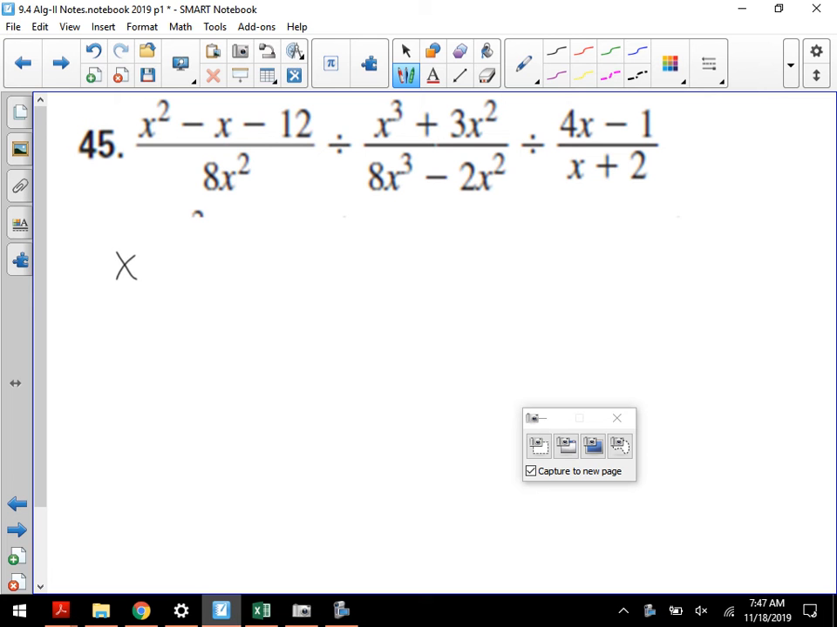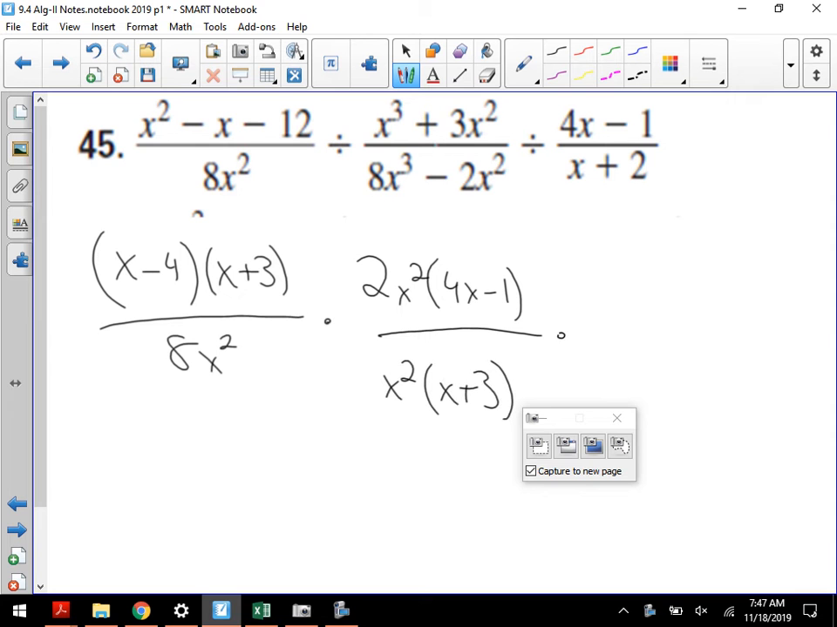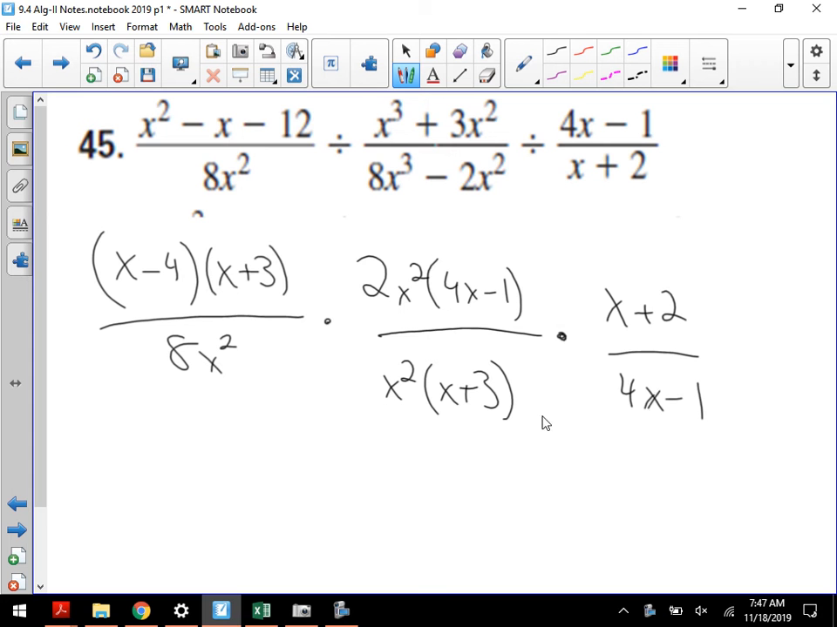I'm factoring as I go. So I have x minus 4, x plus 3, times 2x squared, I'm sorry, and I have a 4x minus 1. And then up here I have x squared and then x plus 3, and then do the same thing with the last chunk, and it's just an x plus 2 and a 4x minus 1.